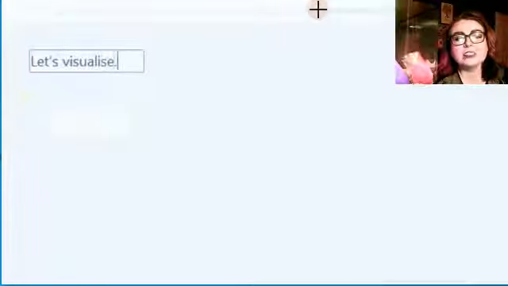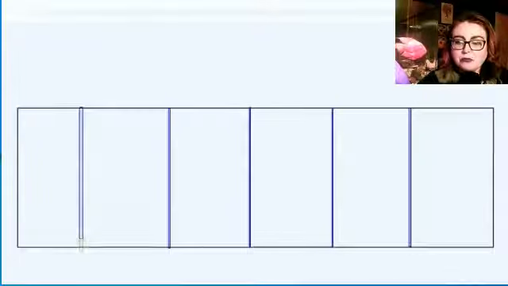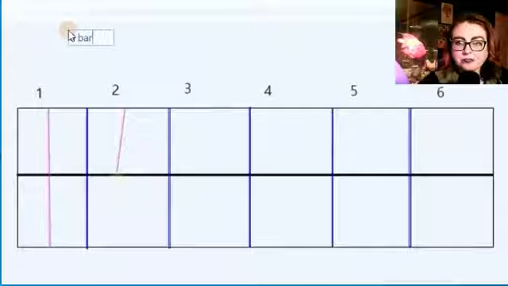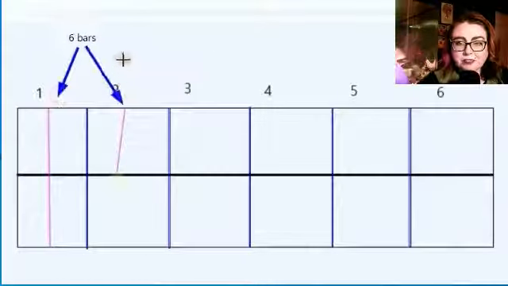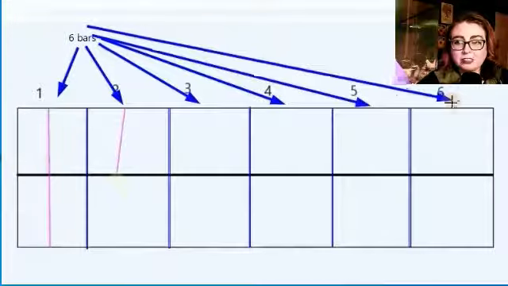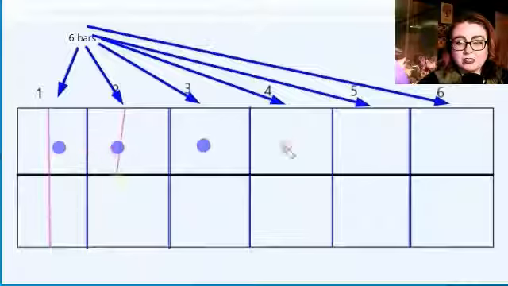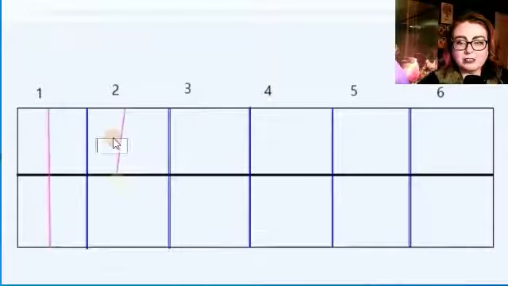So let's visualize. How does this mathematical wizardry work? So we have 6 bars, and I've divided them into 2, the top for the right hand, bottom for the left hand. So there is your 6 bars for your right hand up there, and 6 for your left hand on the bottom.